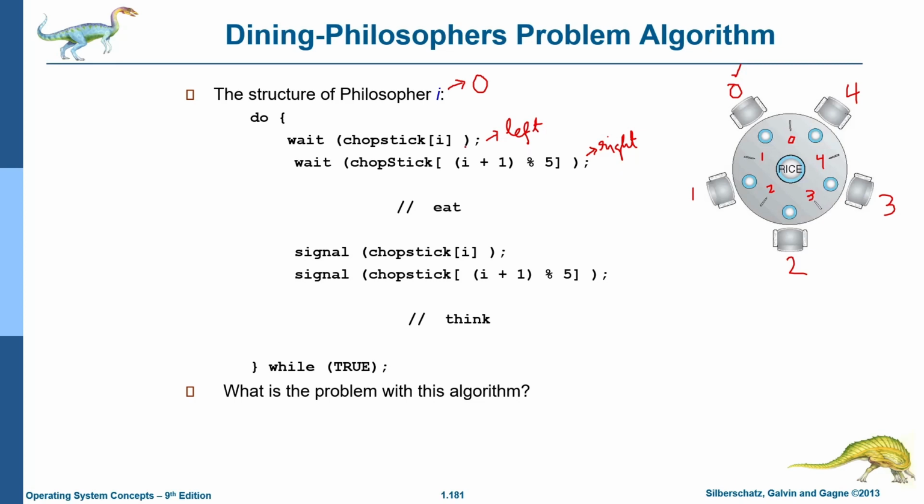So you wait for the left one and the right one. Once you have both of them, you start eating. Once you are done, you put down the left chopstick, signal it, basically make its value 1. It's like putting the chopstick back on the table, and then you signal the right chopstick. Then you start thinking until you are hungry again, and then you again wait for the left and right chopsticks, and you eat.